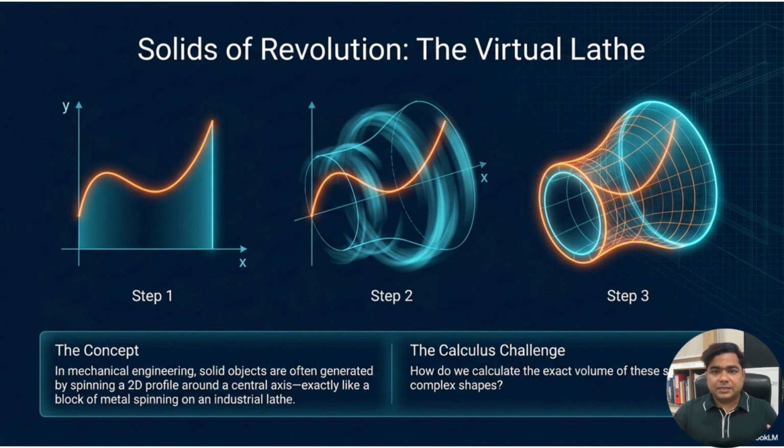The challenge is that these shapes can be complex. They may not be simple cylinders, cones, or spheres, but integration gives us tools to calculate their exact volumes. There are three common methods for solids of revolution: the disk method, the washer method, and the cylindrical shell method. The method we choose depends on the shape of the region and the axis of rotation. If the solid has no hole, the disk method is often useful. If the solid has a hole, the washer method is better. If slicing parallel to the axis makes the calculation easier, we use cylindrical shells. So this slide prepares us for three important volume methods.